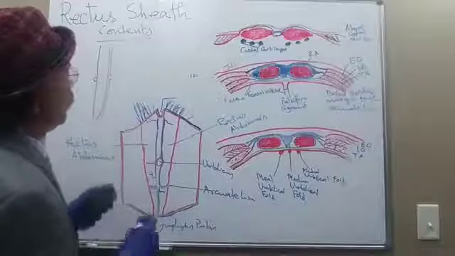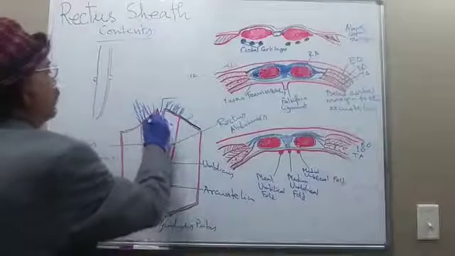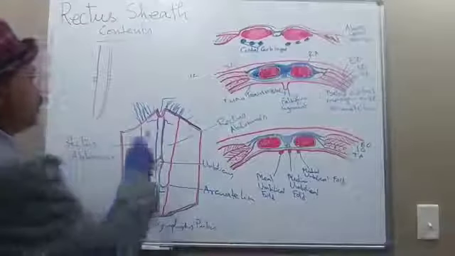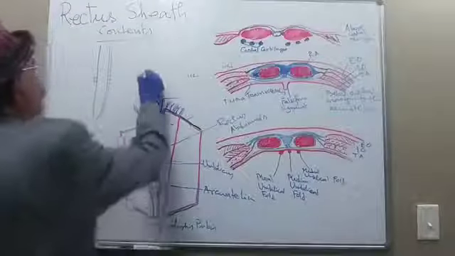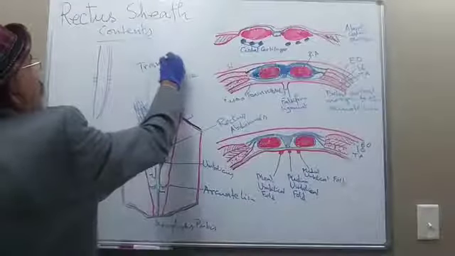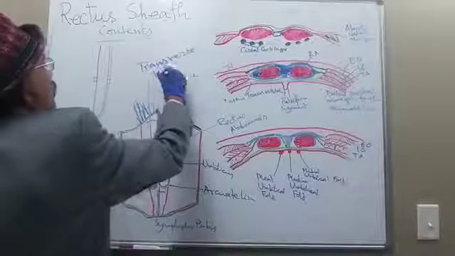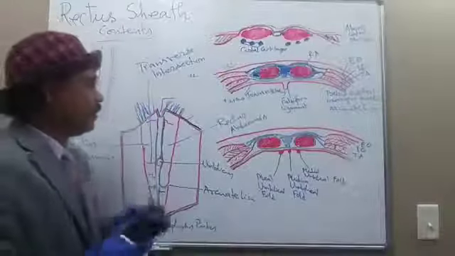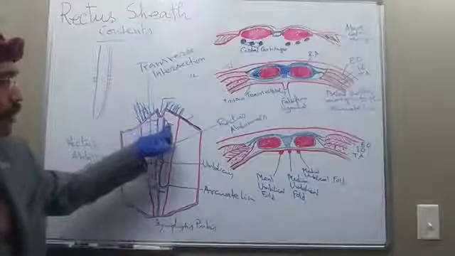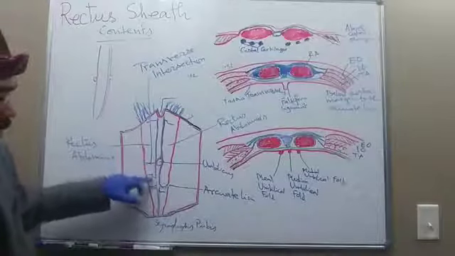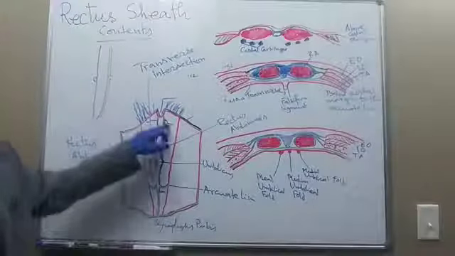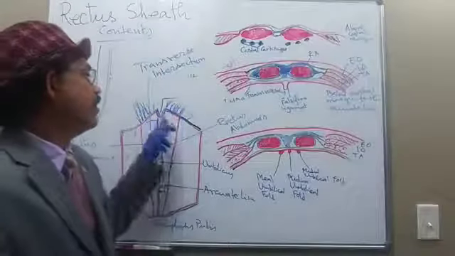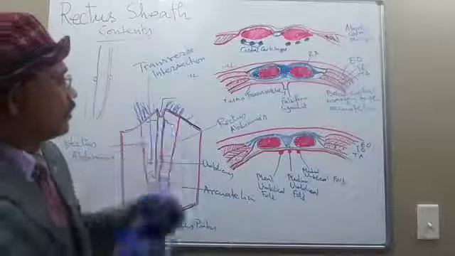Then we have to give emphasis to the transverse intersections on the rectus abdominis muscle. These are the transverse intersections. They are present on the rectus abdominis muscle below the xiphoid process, around the umbilicus, and below the umbilicus, and they are prominent in a masculine person. The anterior layer of the rectus sheath is attached to these transverse intersections.